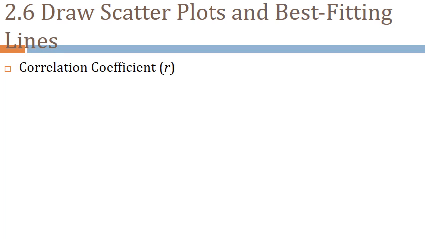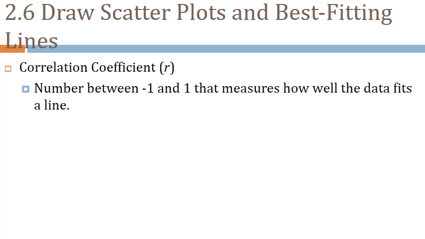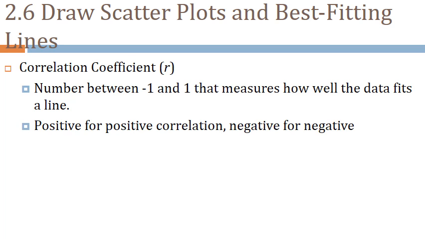The correlation is measured by the correlation coefficient, which is an R. Correlation coefficient is always a number between -1 and 1 that measures how well the data fits a line. Both -1 and +1 are a perfect line, whereas 0 is no correlation. Positive correlation coefficients are for positive correlations, which have positive slopes. Negative correlation coefficients are for negative correlations and negative slopes. R equals 0 means there's no correlation.